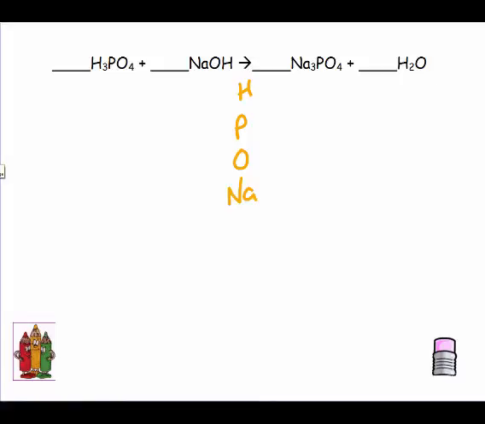So now I'm going to add up how many I have. I have 3 hydrogens plus 1 gives me 4. 1 P, 4 oxygen plus 1 gives me 5, and 1 sodium. On the product side, I have 2 hydrogen, 1 P, 4 plus 1, or 5 oxygen, and 3 sodium.